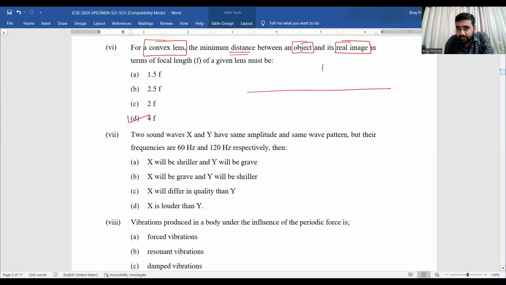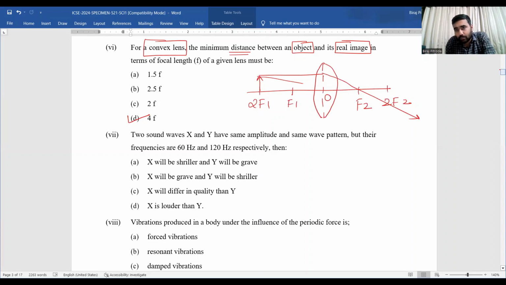Suppose this is the lens which we have here, a convex lens. I have this f1, this is 2f1, this is the optical center, this is f2, and this is 2f2. Students, if I place my object at 2f1 and this is a parallel ray, the ray after hitting the lens will pass through the focus. This ray passing through the optical center will meet at a point. So your image will be formed at 2f2. And this image is your real image.